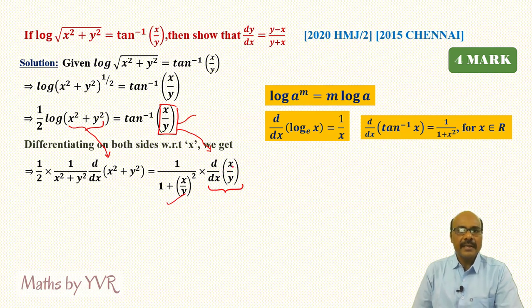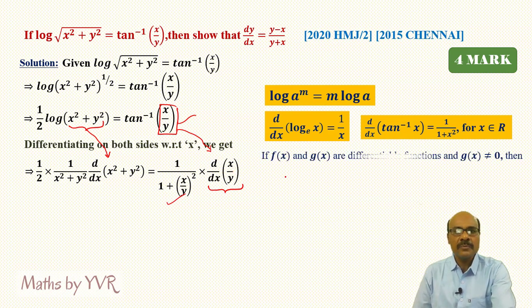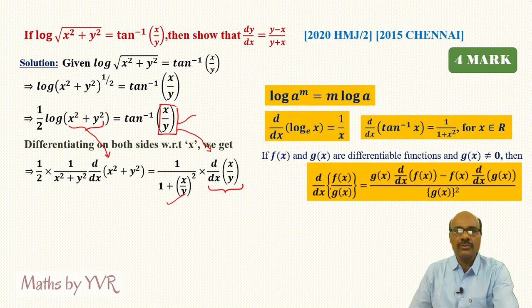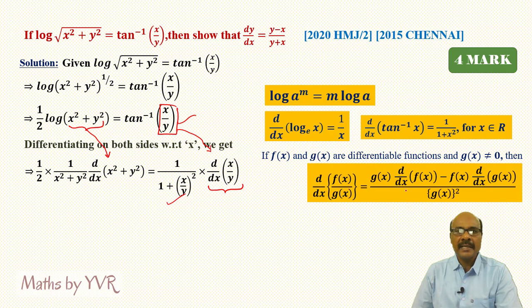So that means the derivative of numerator by denominator. We have a one variable function in the numerator and a one variable function in the denominator. That means we should apply the division rule. What is the division rule? See here, if f of x and g of x are differentiable functions and g of x is not equal to 0, then d by dx of f of x by g of x is equal to g of x into d by dx of f of x minus f of x into d by dx of g of x, by g of x whole square. So this is the division rule.